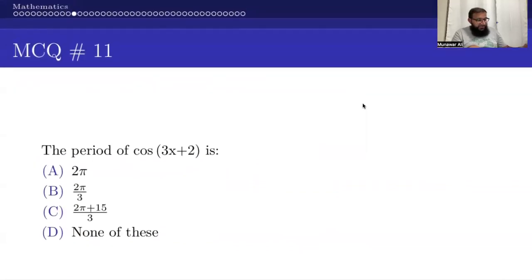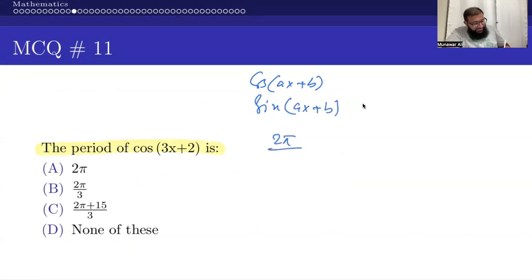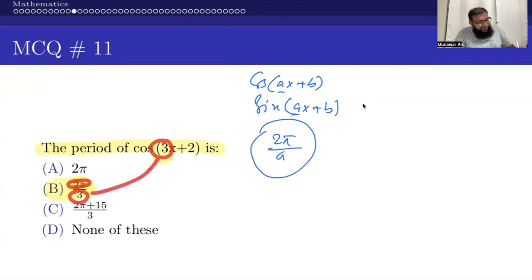MCQ 11. The period of cos 3x plus 2 is. So simply, if you have cos ax plus b or sine ax plus b, their period is 2 pi divided by whatever the coefficient is, which is a. So this is the period, 2 pi divided by a. So you don't need to do anything. So the period is going to be 2 pi divided by this coefficient 3. So this is like 2 pi divided by 3, and 3 comes from here, you can see.